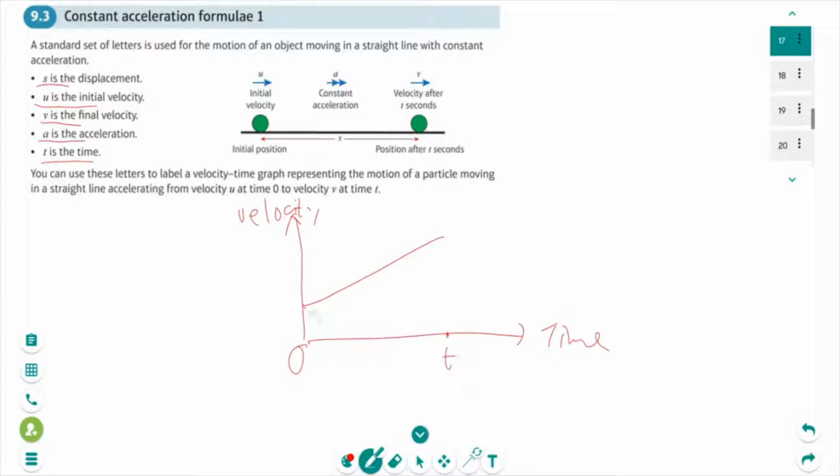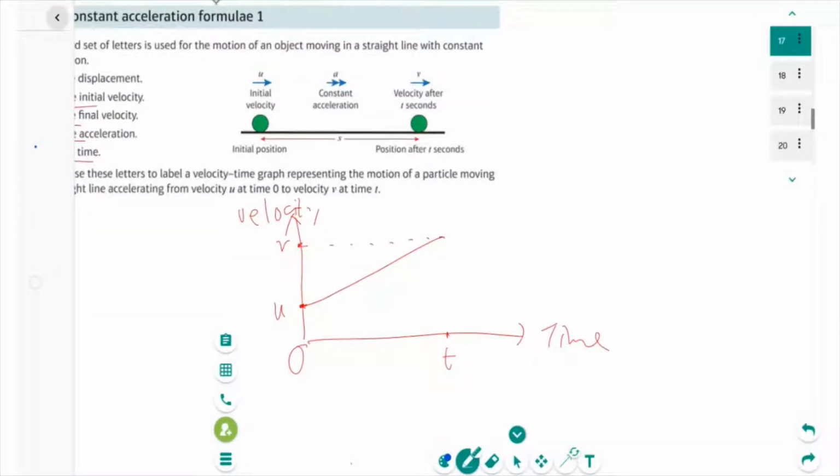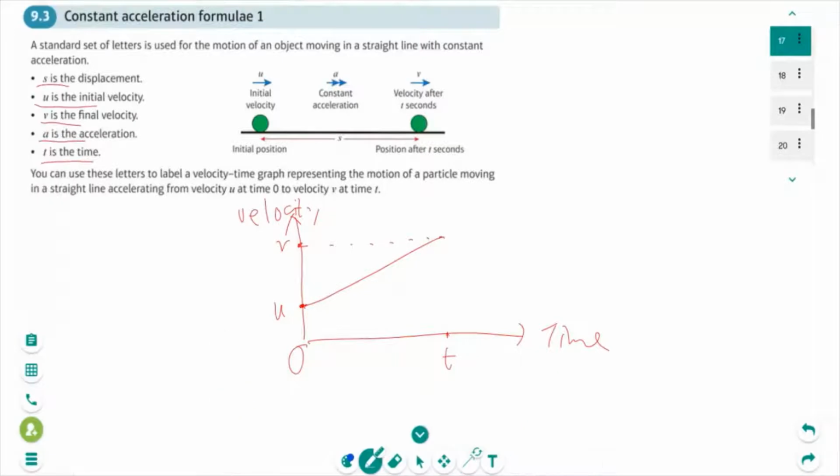This point here would correspond to the starting velocity, the initial velocity. So that number would correspond to the u value. This point here would correspond to the final velocity, v. Also yesterday I mentioned that the acceleration is the gradient. Okay, so think about it.